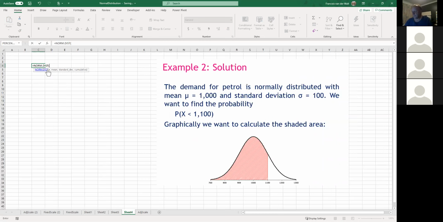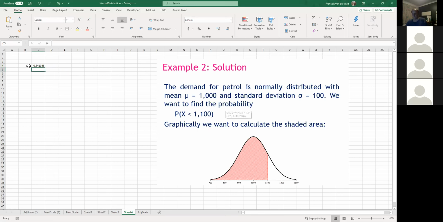Now my X, what is my X? 1100, you're right. What is my mean? Can you see here the mean is now changed, so it's now 1,000. So this is not a standard normal distribution. It's normally distributed, but not standard. Do you understand that? And the standard deviation is 100, and we know the rest of the answer is true. So that's as simple as this one is.